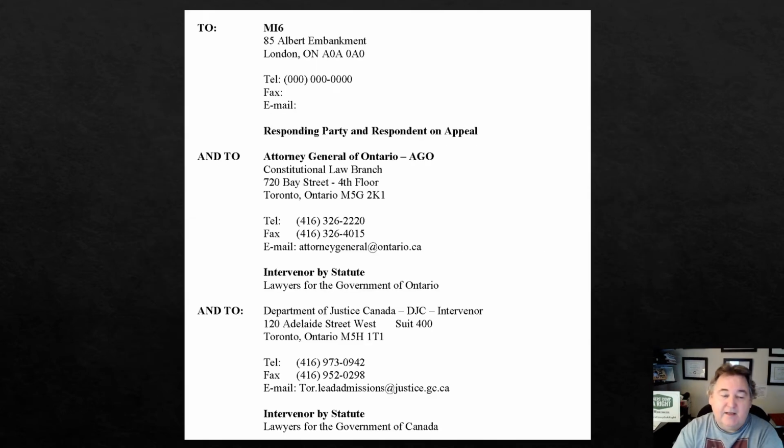Okay, so the last part of this page is what you do: you address who you're sending it to, and you have to send it to the employer, who's the opposing side. You also, as I said earlier, must address it to the Attorney General of Ontario and to the Department of Justice. Now, the nice thing for convenience is when you serve it on them, you don't have to do it like a court document, go to them and give it to them.